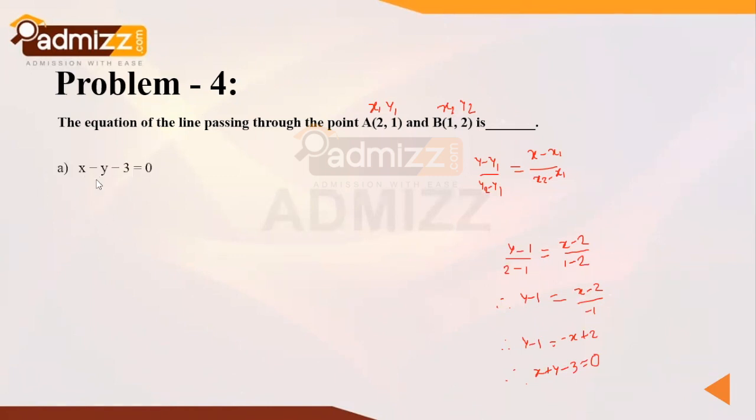Let's have a look at the options which are provided. That is x minus y minus 3 equals 0, x plus y... Okay, so we are having this equation x plus y minus 3 equals 0. That is option B, and hence option B is the correct answer. Okay. Next problem.